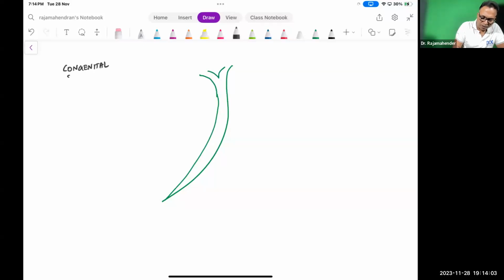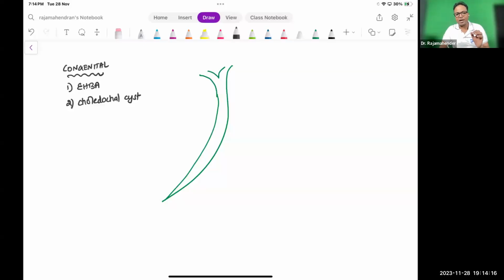Congenital causes of obstructive jaundice. Number 1, extrahepatic biliary atresia. Number 2, choledochal cyst. So choledochal cyst and extrahepatic biliary atresia are two pediatric conditions, so that will not be kept for your exam. Don't worry about it. So the two congenital causes are extrahepatic biliary atresia and choledochal cyst. I'm not going into that. And benign causes in the biliary system and malignant causes in the biliary system. There are only 3 categories: one is congenital, and in adults there is benign and malignant.